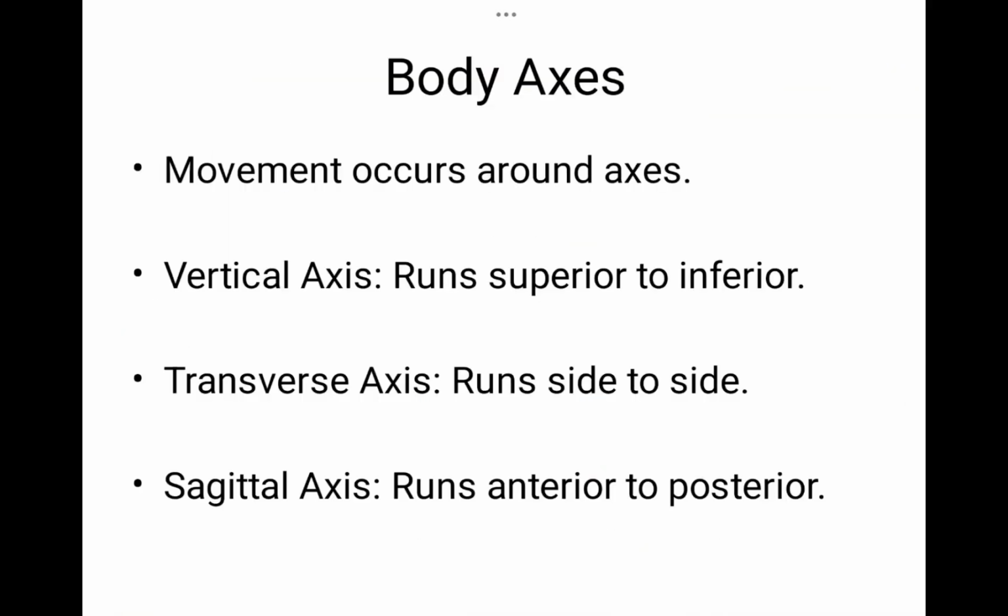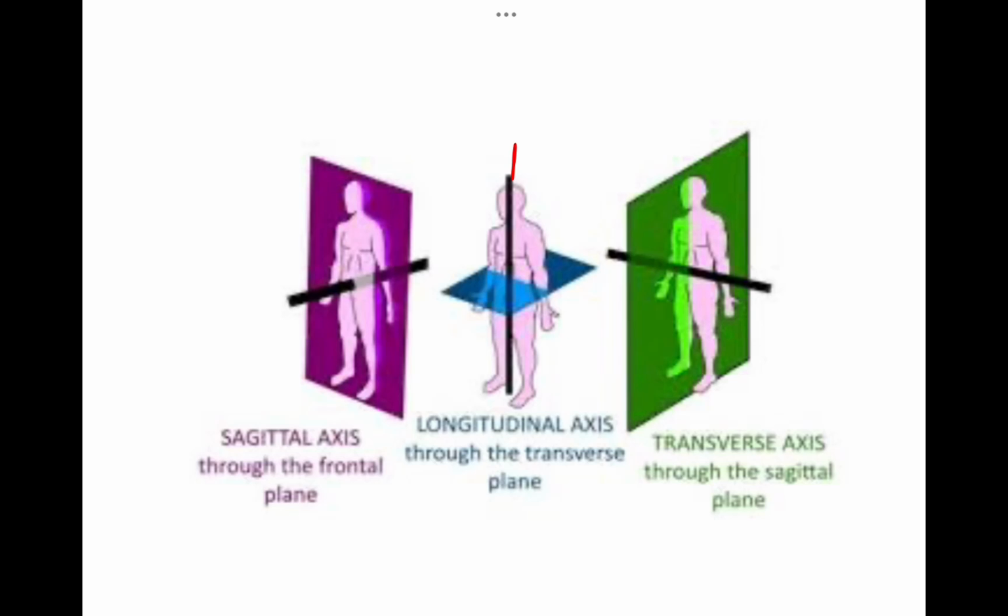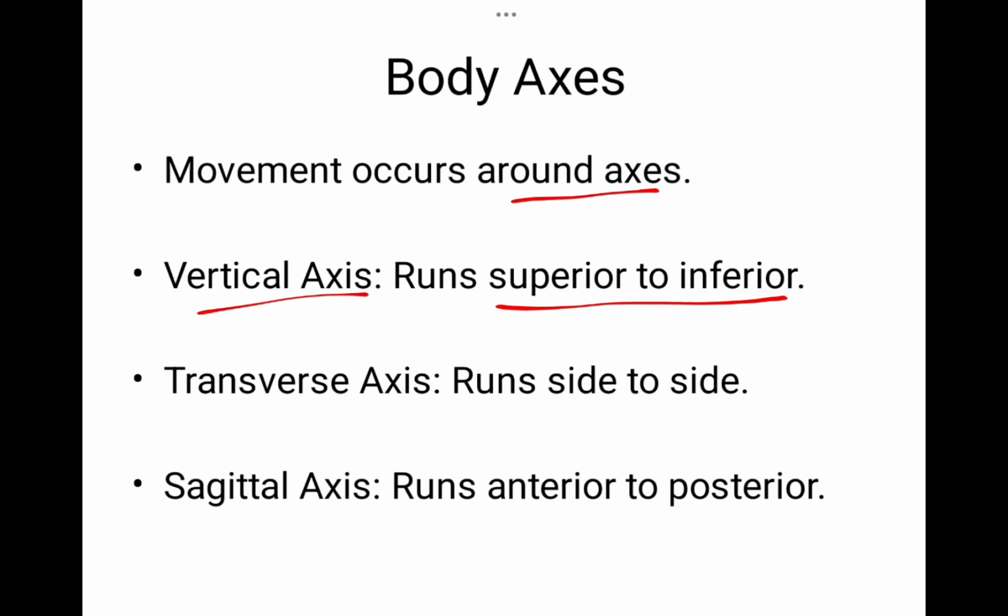Now, what are the body axes? Body axes are important because movements occur around the body axis. So we have majorly 3 body axes. We have the vertical axis, which runs from superior to inferior. This is your vertical axis. It's also called the longitudinal axis.